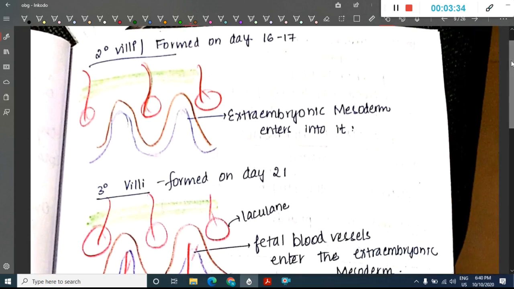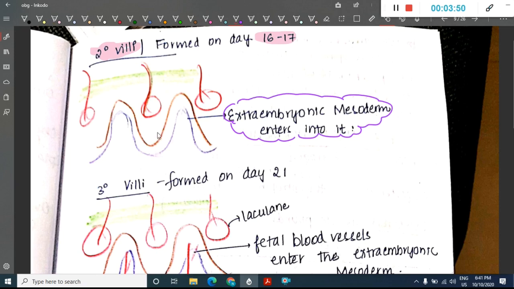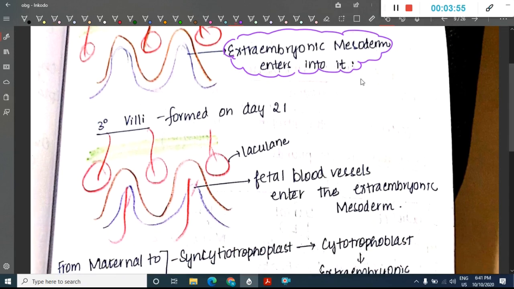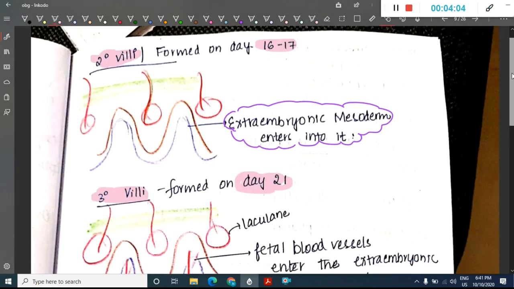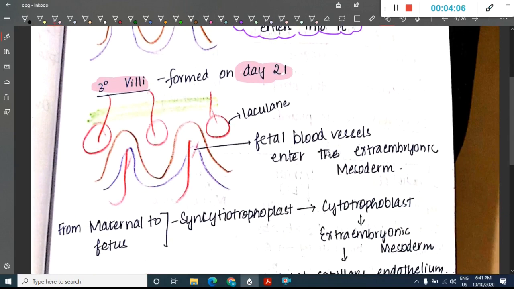Then secondary placenta is formed on day 16 to 17. In secondary placenta, the extra embryonic mesoderm enters into the preformed cytotrophoblast. Then tertiary villus is formed on day 21. In tertiary villi, the fetal blood vessels will enter the extra embryonic mesoderm.